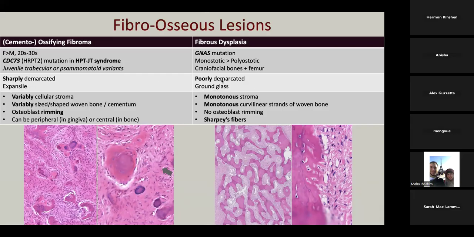In contrast to fibrous dysplasia, which is very poorly demarcated, with the characteristic buzzword ground glass appearance, very monotonous stroma, paucicellular with monotonous curvilinear strands of bone with Sharpey fibers ossifying out of the fibrous tissue. Fibrous dysplasia does not have osteoblast rimming because it ossifies right out of the stroma. Ossifying fibroma does have osteoblast rimming. Fibrous dysplasia is related to GNAS mutations, especially in germline polyostotic syndromes.